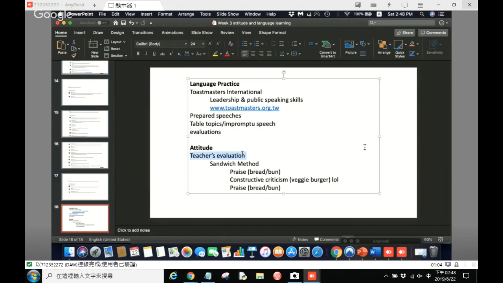It's a sandwich. You have bread or a bun, like a hamburger, and then you have the meat. I'm a vegetarian, so I will have a veggie burger in the middle. And then you have another piece of bread or a bun. So you have the praise: you say something the speaker did well, you give them some encouragement, you talk about what you liked. Then you give them some constructive criticism, pointing out something they could improve, but you say it in a nice way. And then you give them more praise, so when you finish, they're feeling good because you said something good at the end. I've started doing that with my student evaluations as well.